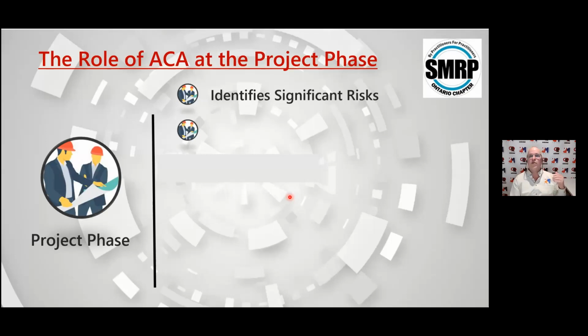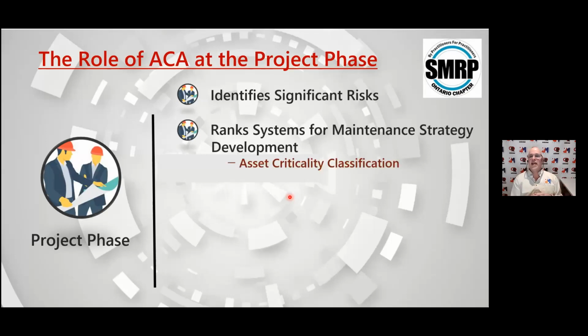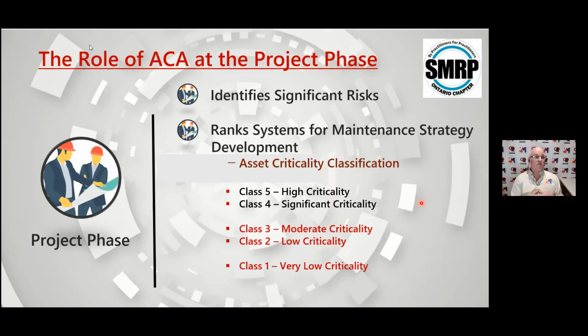So there is a preliminary risk analysis. And one of the benefits of doing a risk analysis at this phase is understanding what kind of strategy, what kind of process we're going to use to develop maintenance tasks for those assets. So there is an asset criticality classification that is recommended by some guides, like the ISPE guides, for example.